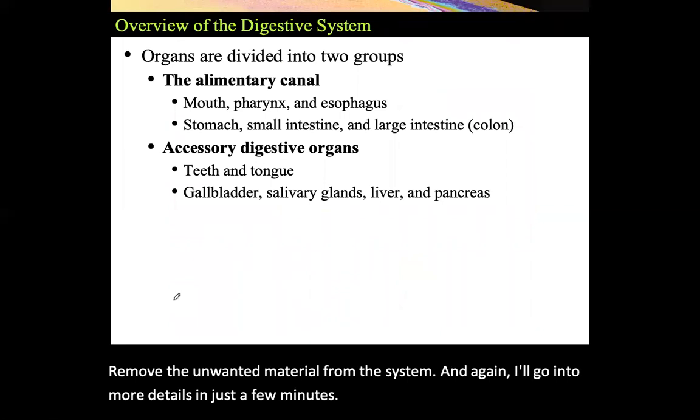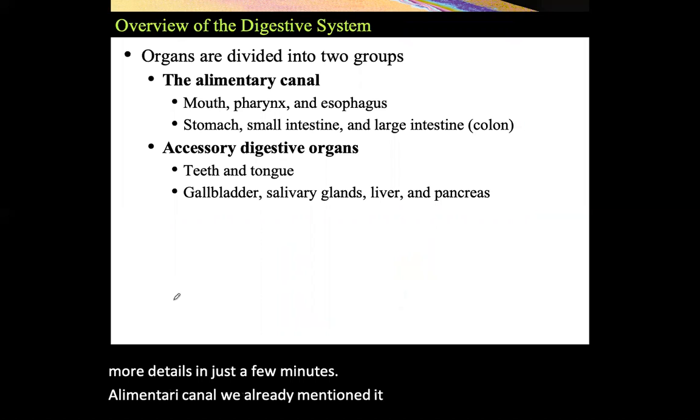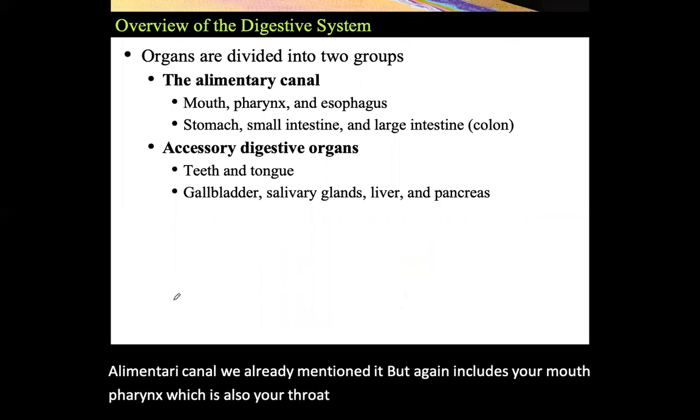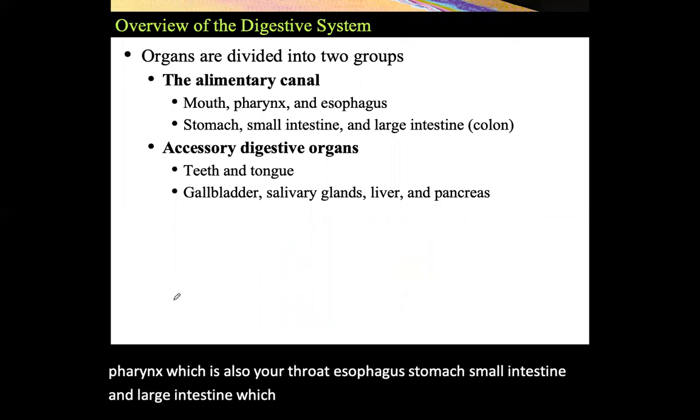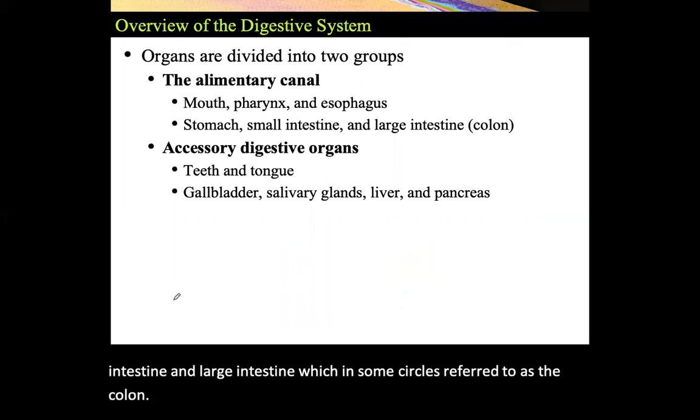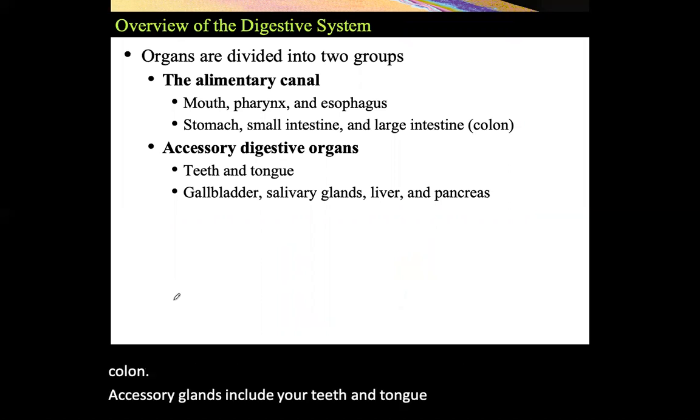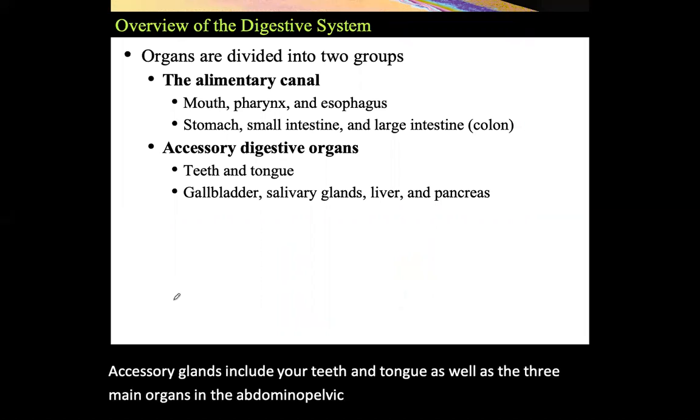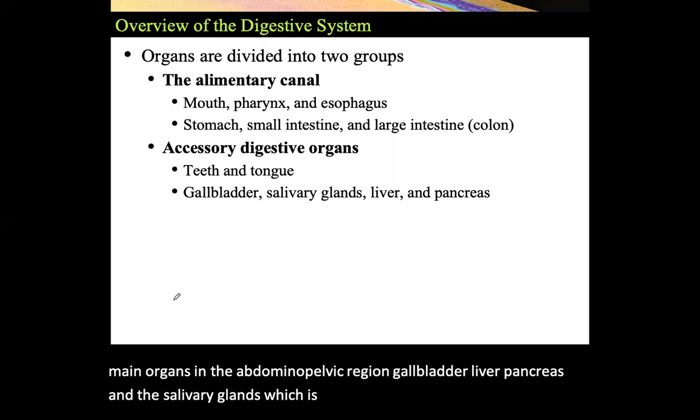The alimentary canal, we already mentioned it, but again, it includes your mouth, pharynx, which is also your throat, esophagus, stomach, small intestine, and large intestine, which in some circles is referred to as the colon. Accessory glands include your teeth and tongue, as well as the three main organs in the abdominal pelvic region: gallbladder, liver, pancreas, and the salivary glands, which are located within your oral cavity.